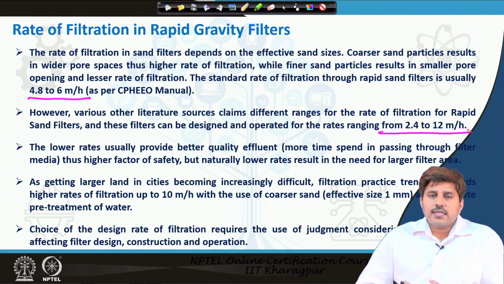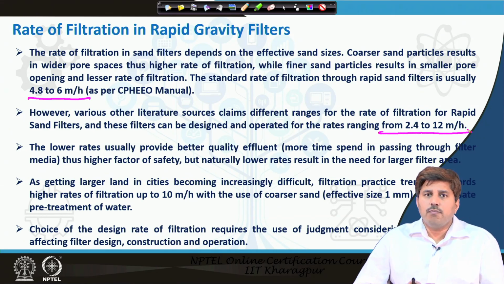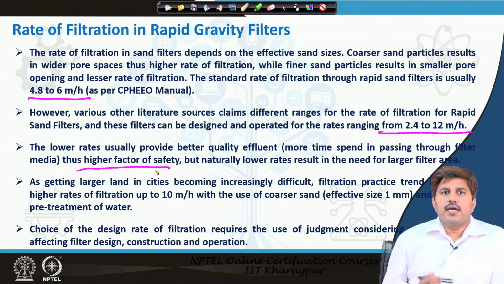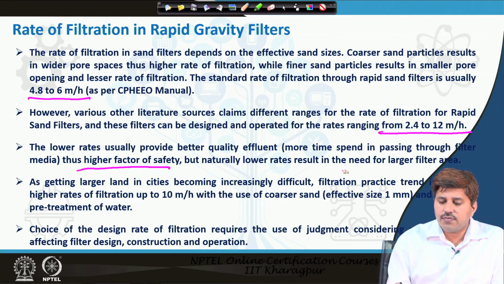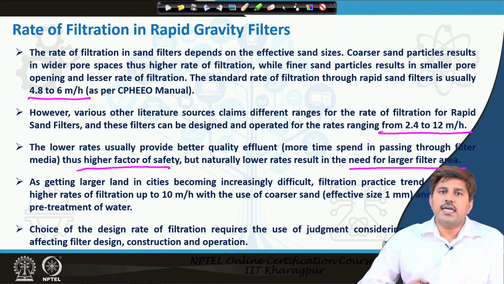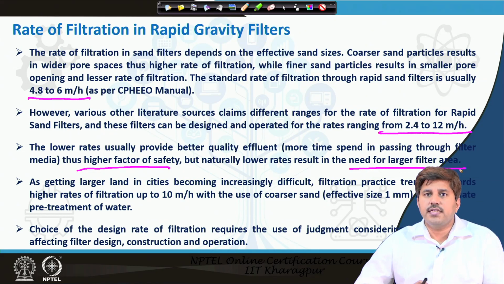We need to decide on the optimal flow rate we want to maintain in order to get the desired efficiency. We can go for a low flow rate, which will give us higher efficiency and, as a result, a higher factor of safety, but naturally it will need larger area, and getting larger area in cities is becoming increasingly difficult.